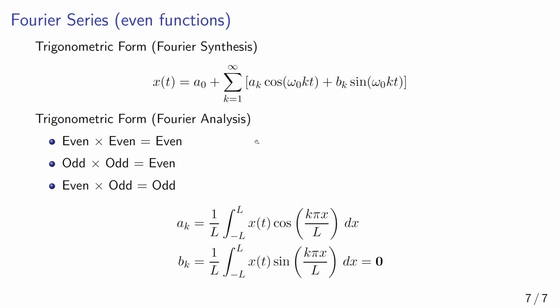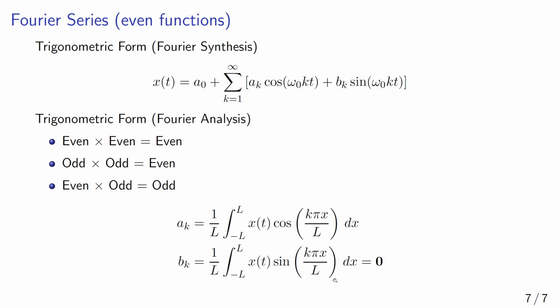So what you need to know is that an even function times an even function is even, an odd times an odd function is even, and an even function times an odd function is actually odd. So when you think about the Fourier analysis integral for some even function x of t, what you'll get is that when you integrate over one period, the odd integrals go to 0.